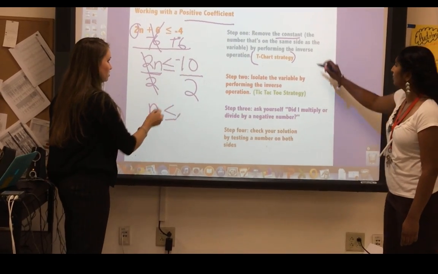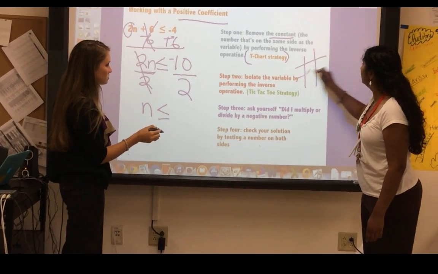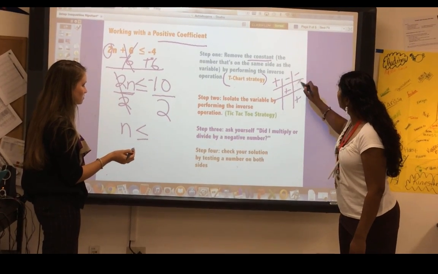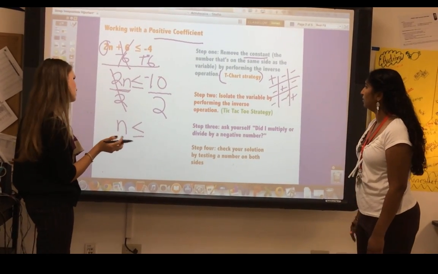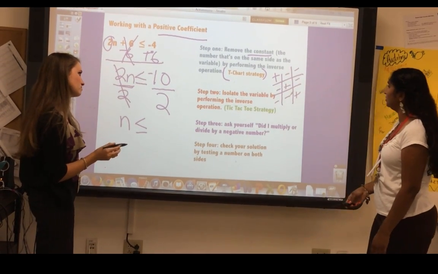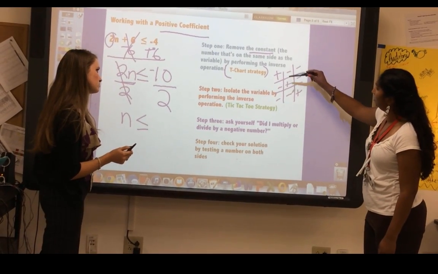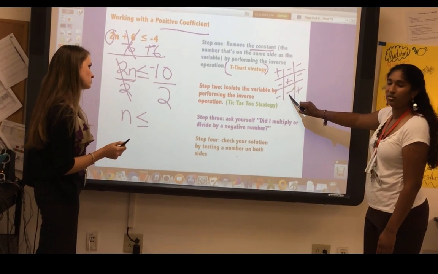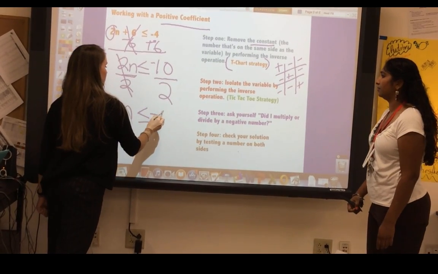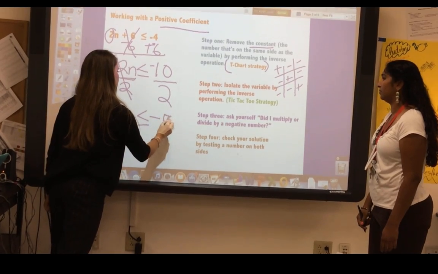-10 divided by 2. So I'm going to draw my tic-tac-toe. And then I'm going to take a look at what I've got. I've got -10 divided by a positive 2. So negative divided by a positive should give me a positive or a negative answer? Okay, so I have -5.